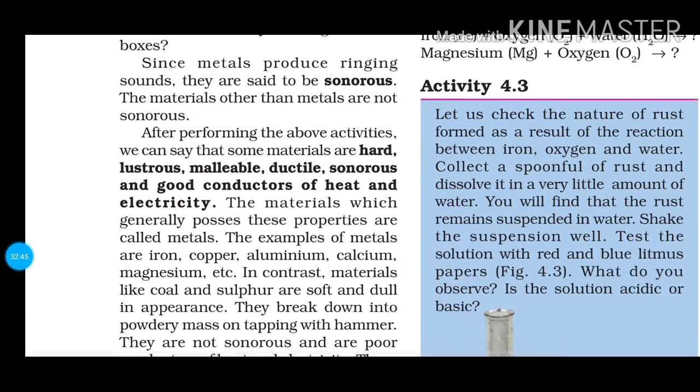After performing the above activities, we can say that some materials are hard, lustrous, malleable, ductile, sonorous, and the good conductor of heat and electricity. ओके, तो अभी तक जो हमने मेटल्स की जितनी भी फिजिकल प्रॉपर्टीज रीड की हैं वो सभी फिजिकल प्रॉपर्टीज are written here. We know that जितनी भी मेटल्स होती हैं, metals are hard, we know that the metals are lustrous, meaning जो मेटल्स हैं उनका सरफेस शाइनी होता है। Metals are malleable, metals are ductile, sonorous and the good conductor of heat and electricity. Don't worry, after completing this topic again I will define all the properties in detail.